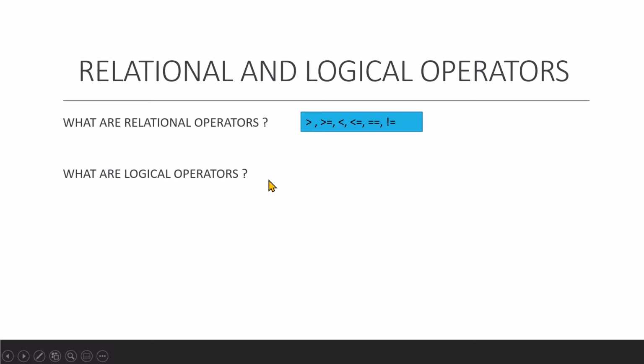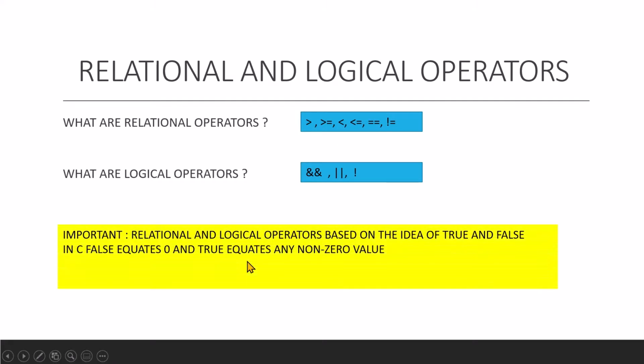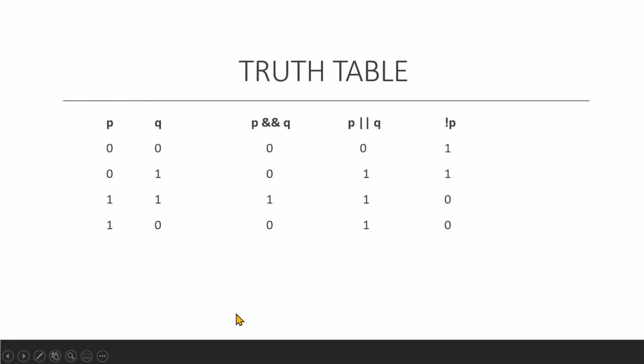What are logical operators? These are the logical operators: and, or, and not. And of course, we'll be using these very often in our code. Important to remember that relational and logical operators are based on the idea of true or false. In C, a 0 equals false, and any non-zero equals true. But to understand logical operators, the best way is to look at a truth table.